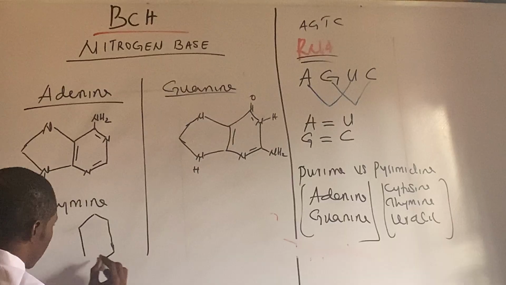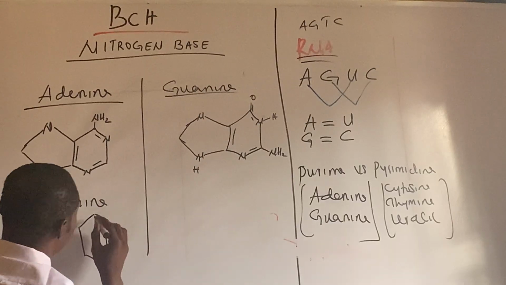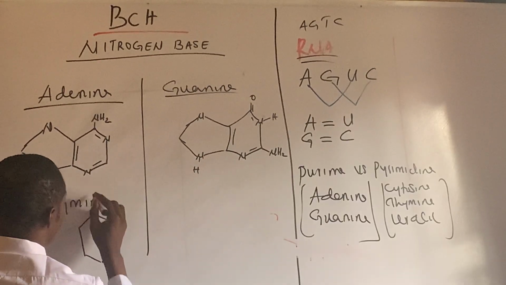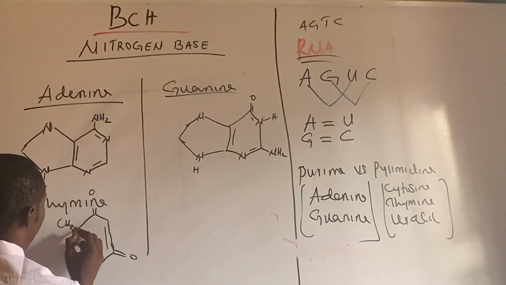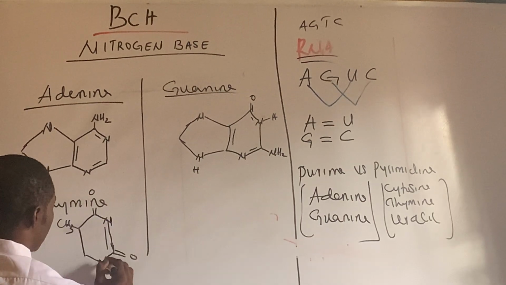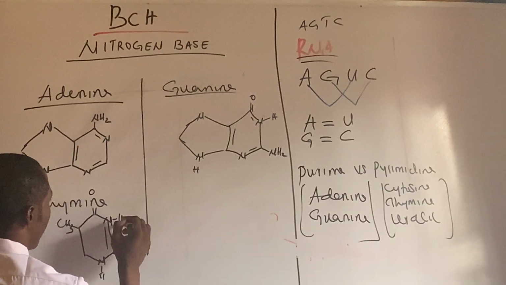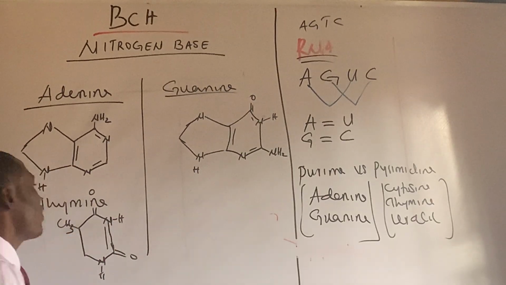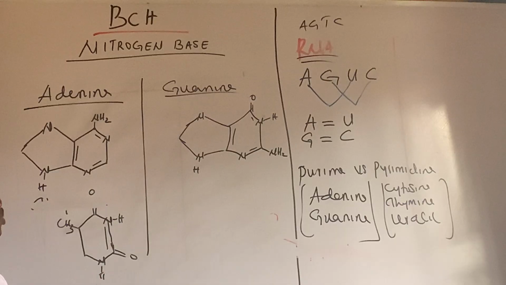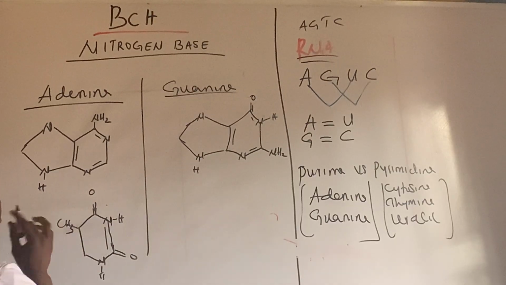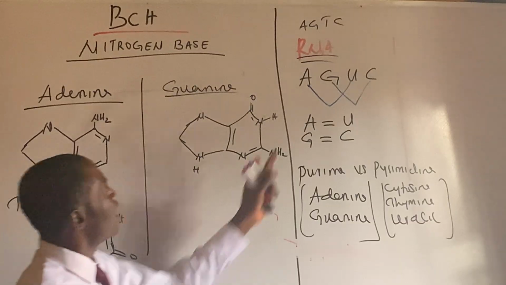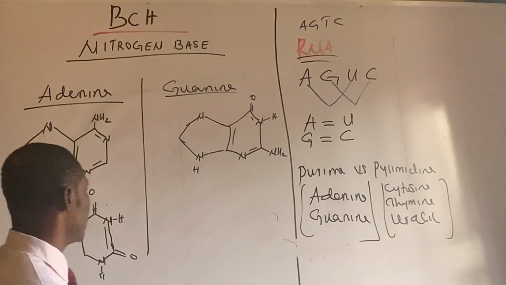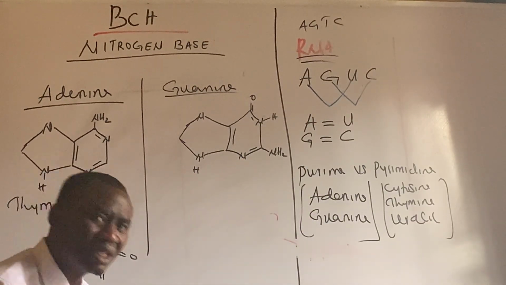All right, so we have a double bond here. We have a double bond here. I have a CH3 here. We have nitrogen, nitrogen, hydrogen bond, hydrogen bond. Then if you can draw the thymine, you should be able to draw the remaining of those, which are the cytosine and uracil. They have almost the same structure, just a single structure.